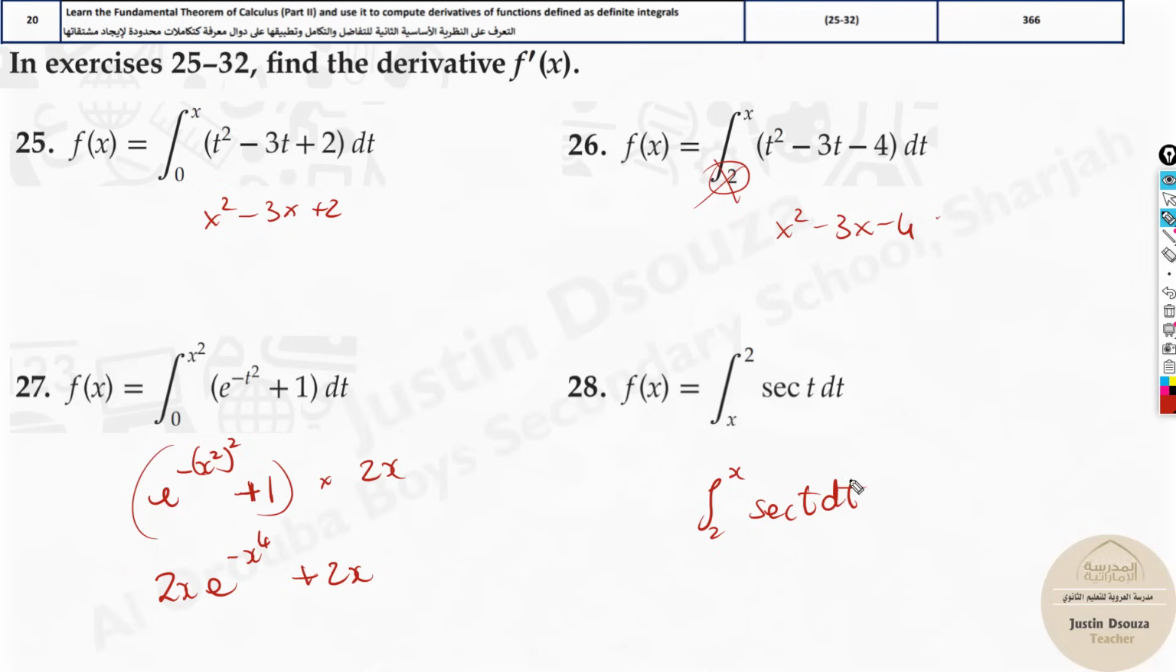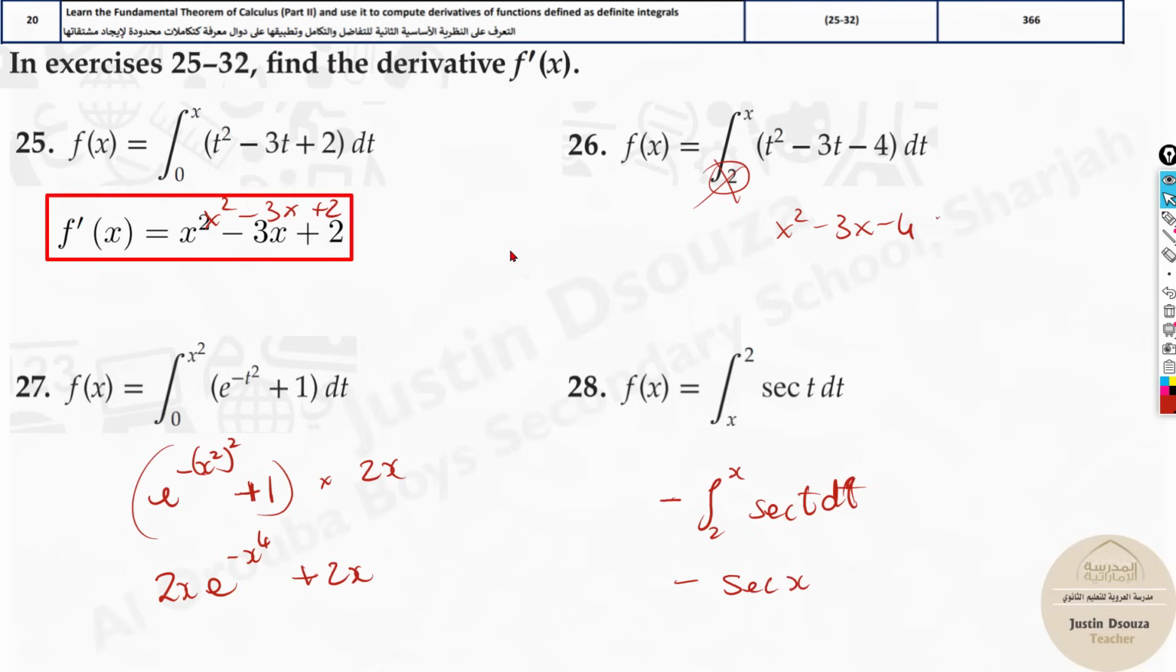But what happens when you swap this? You need to add a negative sign. This is the actual way to do it. When you want to swap the limits, you need to add a minus sign. Now don't do any integration, nothing. Minus remains. It'll just be minus secant x, and dt goes. So these are the functions. You can see the answers are so simple.